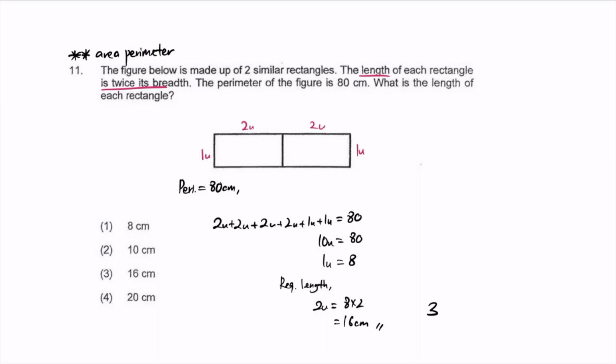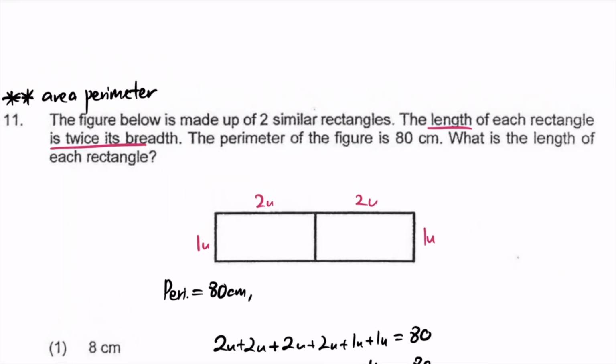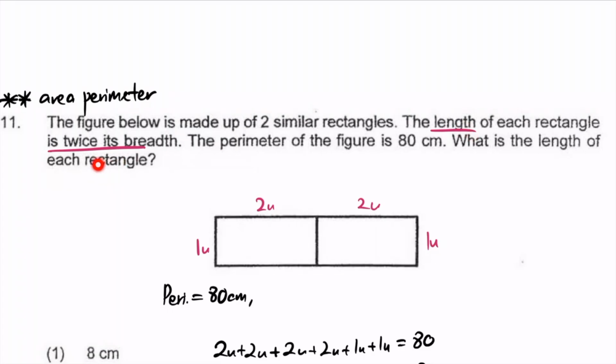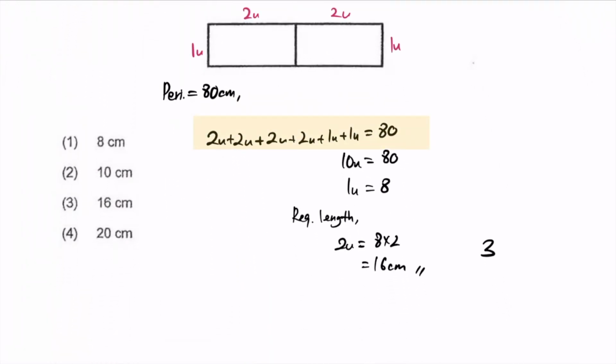Here we have area and perimeter, level 2. So what should we focus on first? The length is twice its breadth. Well, we can assign units to that. So from here, I can say that the length is 2 units, and the breadth is 1 unit. So I can therefore say that 2u, 2u, 1u, 1u, 2u, 2u, added all together, the perimeter of the entire figure is 80 centimeters. So from there, form an equation and solve for 1 unit, being 8.